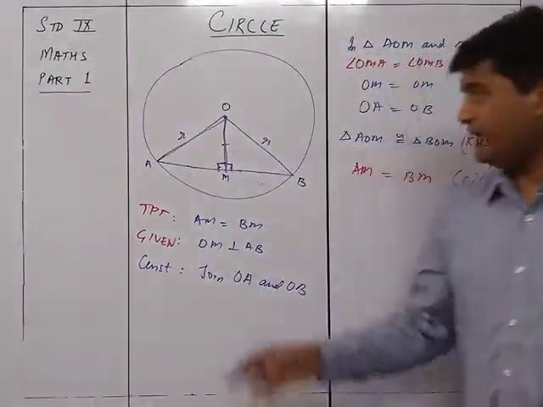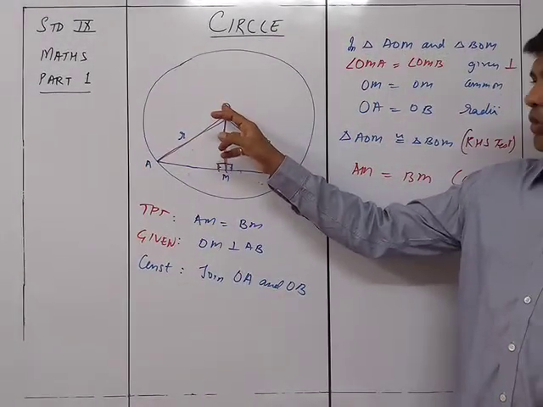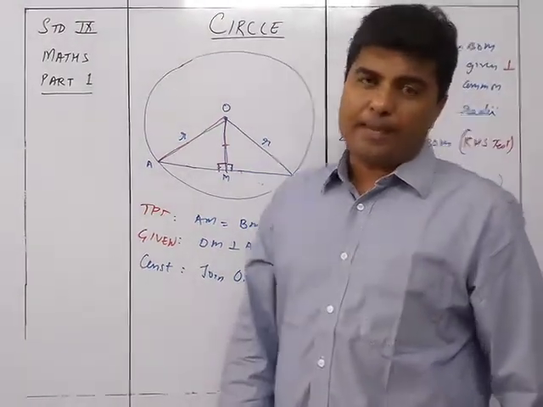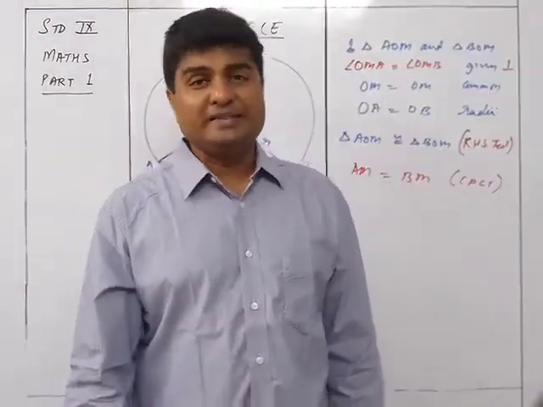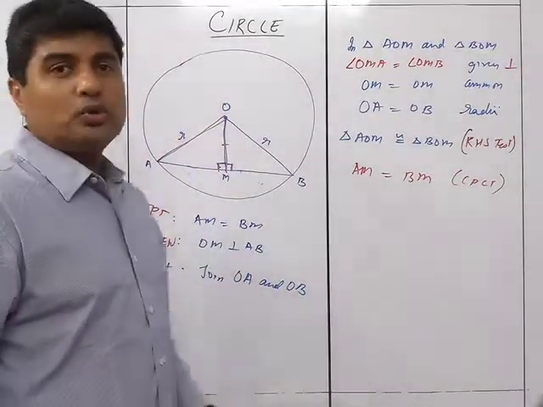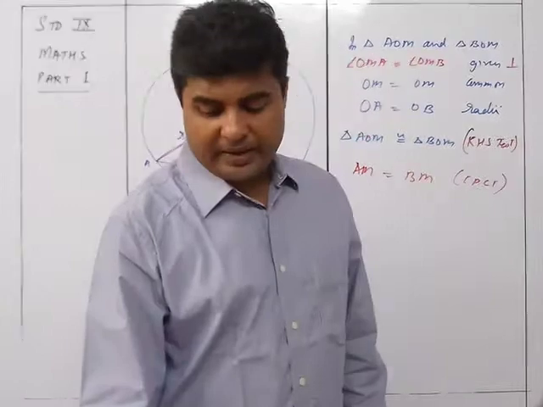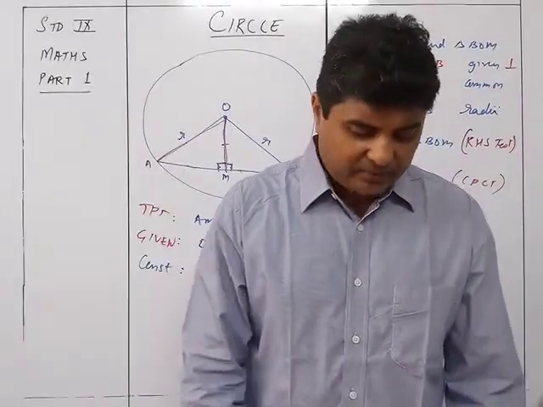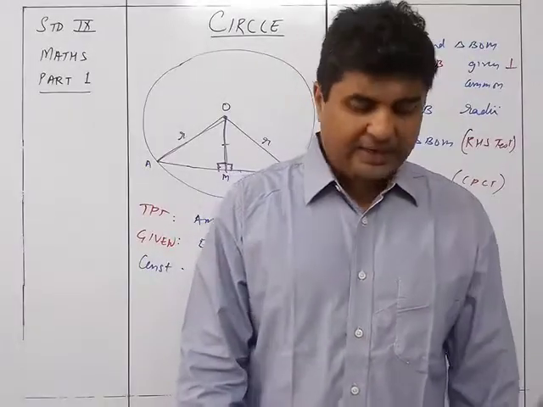So that is what we are saying. If I am drawing a perpendicular from O on AB, it will be seen that OM will also be the perpendicular bisector. That means AM is equal to BM. So these are the first two theorems we have in this particular chapter. Now we continue with the next two theorems. Next three theorems are there, but I think I'll take it in the next video.